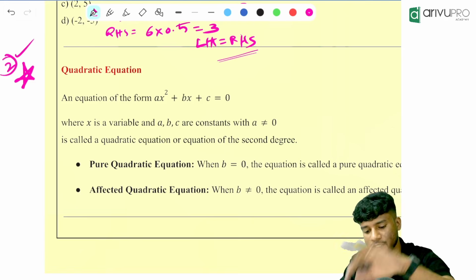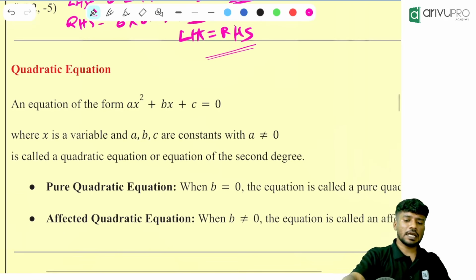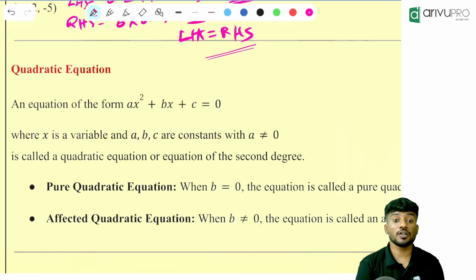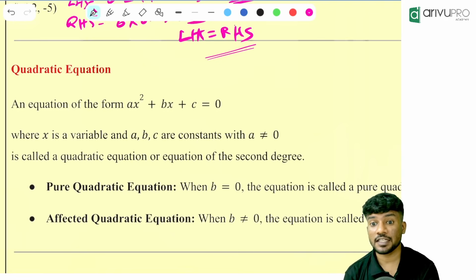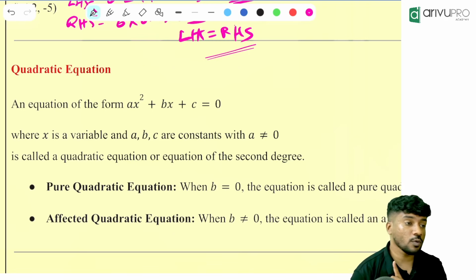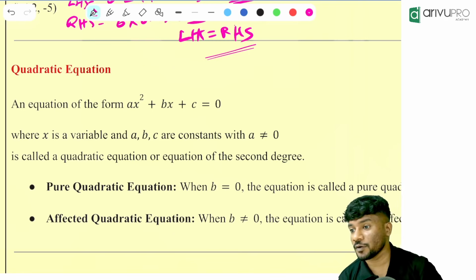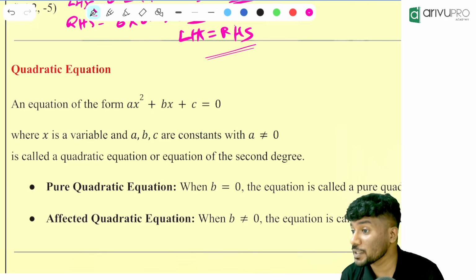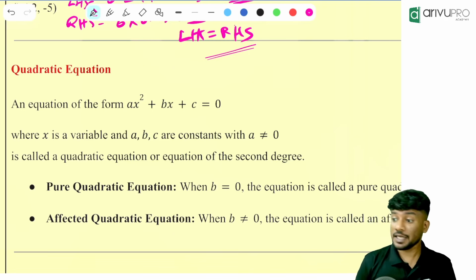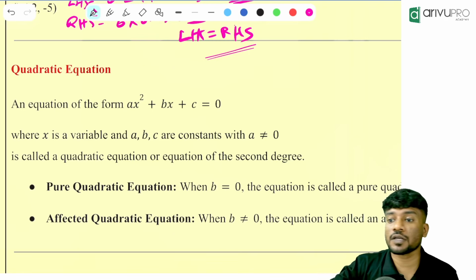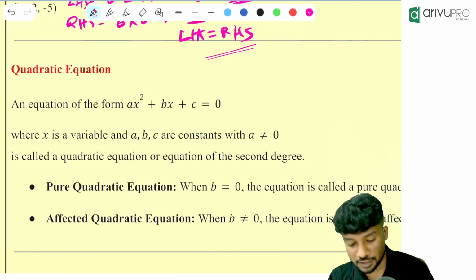Okay, quadratic equation. What is the power of the variable or unknown value? Highest power of the unknown value? 2. In cubic equation, what is the power of the unknown value? Highest power? 3. Okay, keep it in your mind. The highest power will be 2 in quadratic equation. If the highest power is 2, only then can we say that it is a quadratic equation. Otherwise, we will not say that it is a quadratic equation.